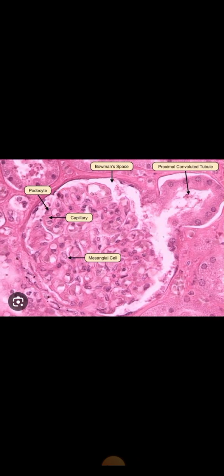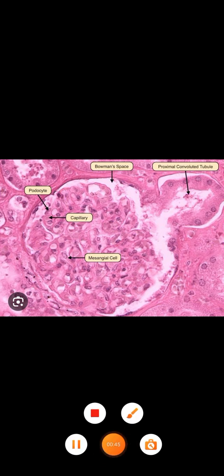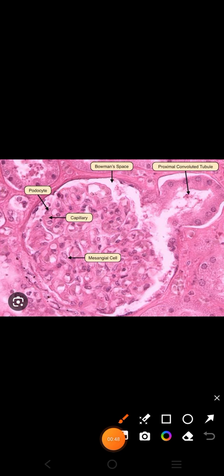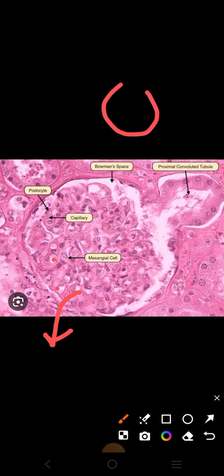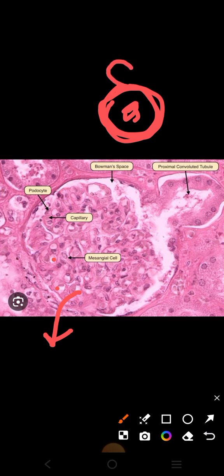So let's start. I am again recalling here how a normal structure of the glomerulus looks in a histological picture. Here you can see clearly that this is the capillary lumen in white color. Immediately outside it is the glomerular basement membrane, and immediately outside that there are the podocytes present. Here they have highlighted that this is the podocyte.